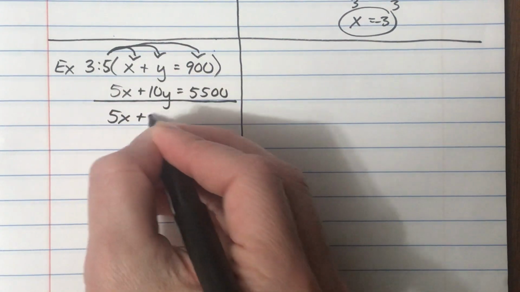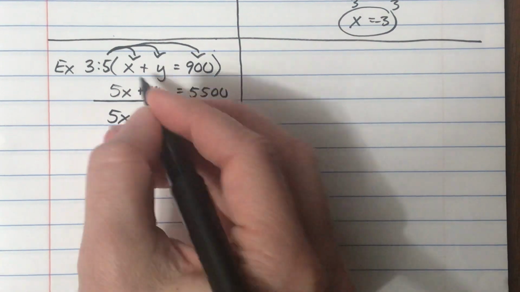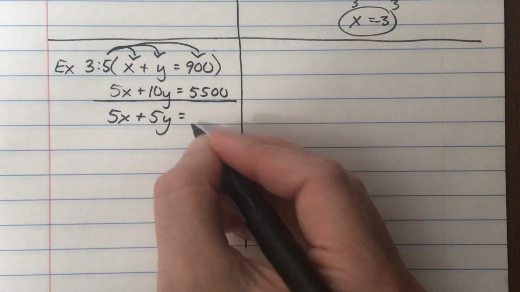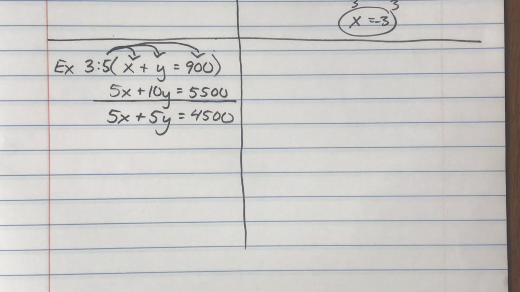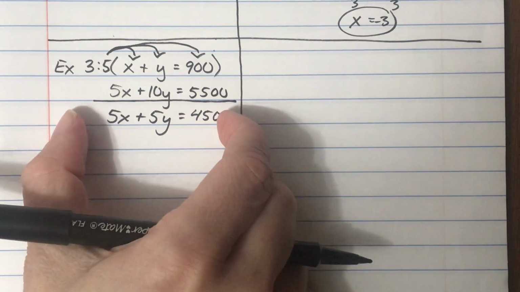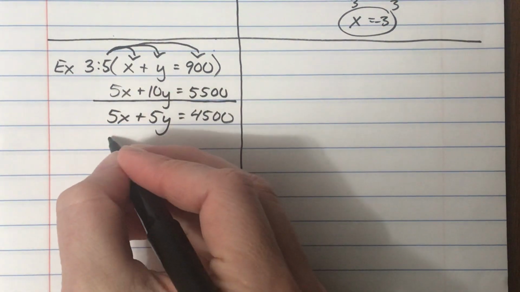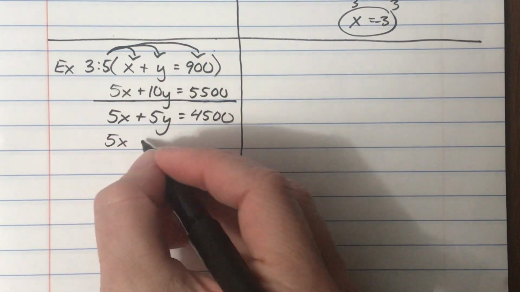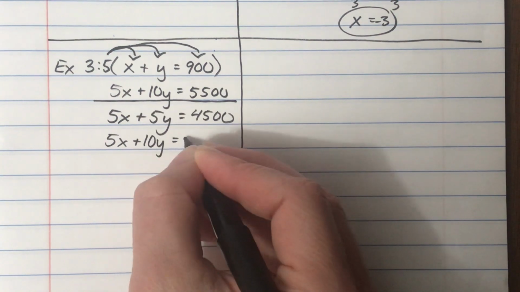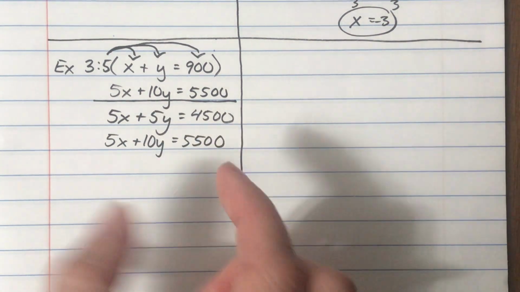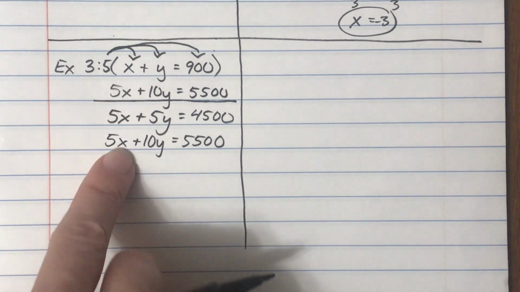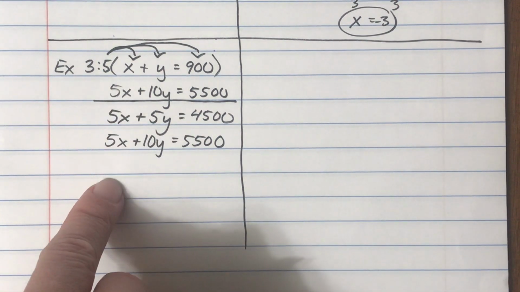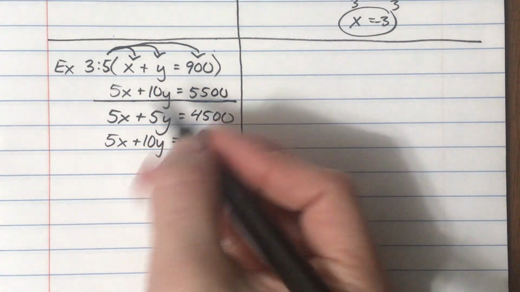5 times y would be 5y. And 5 times 900 actually gives me 4,500. You can use Desmos to get that. Okay, so that's good. And now I can just recopy my second equation because it already had a 5x plus 10y is equal to 5,500. So once I multiplied that entire top equation by 5, now I realize that I can eliminate because I actually do have the same coefficient in front. And so now we're ready to eliminate.